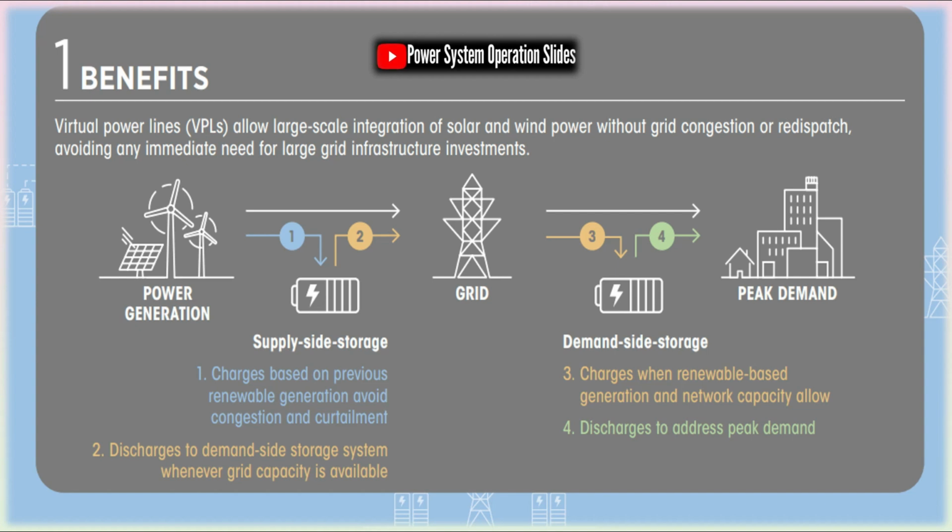Think of a VPL as a coordinated recipe that changes where and when energy is injected, absorbed, or controlled so the grid behaves like it has an extra line between two nodes.